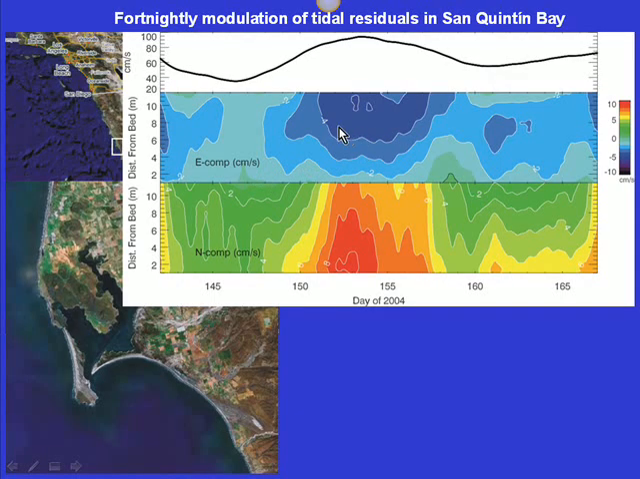The blue means to the west and red means to the north. So it means that it's going to the northwest. Notice that it's going to the northwest all the time. These are residuals. The tides have been filtered out. Okay, so that you have the tides going in and out, but they have been filtered out. This is what's left after you filter out the tide.